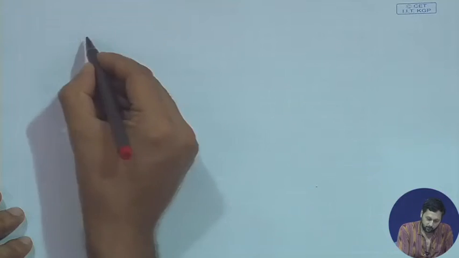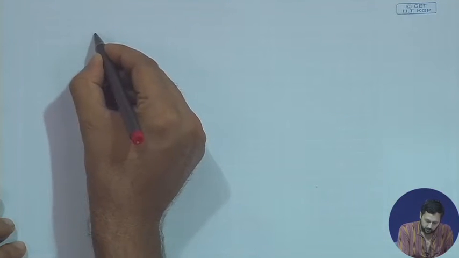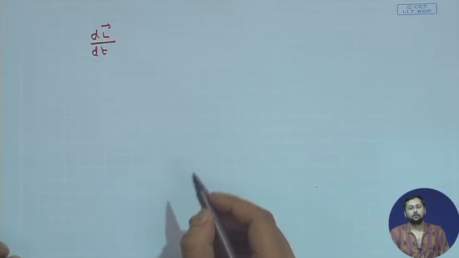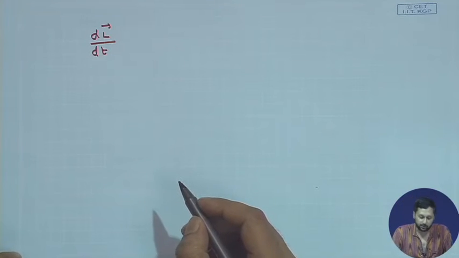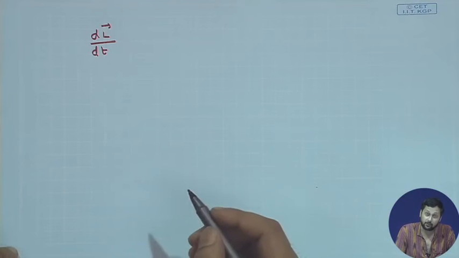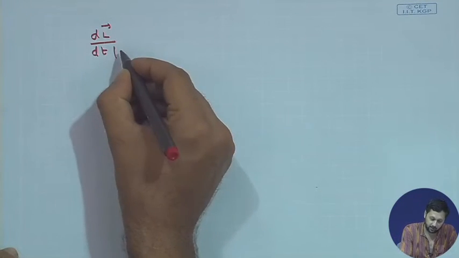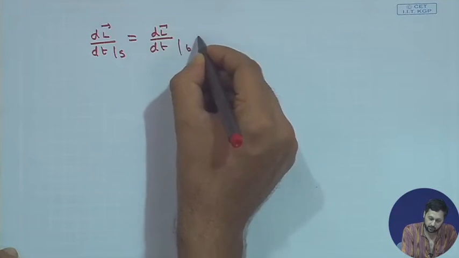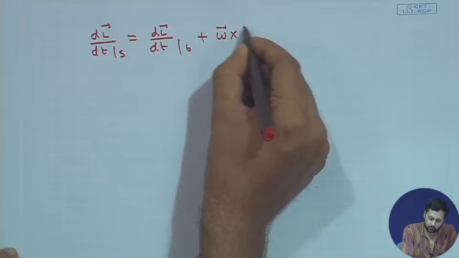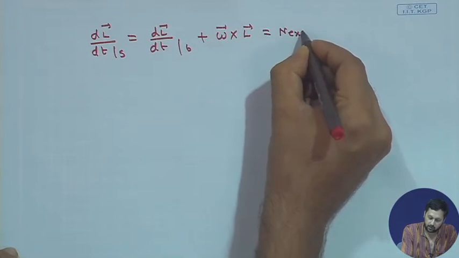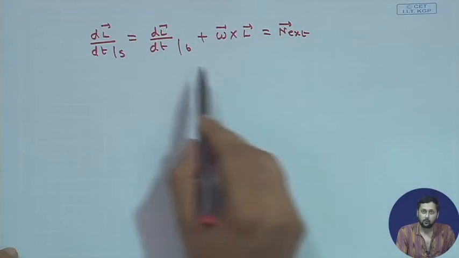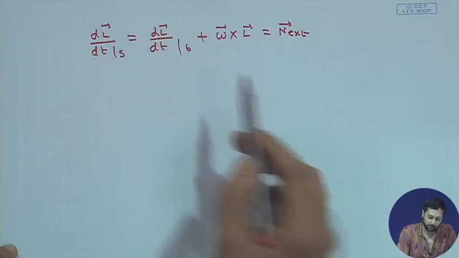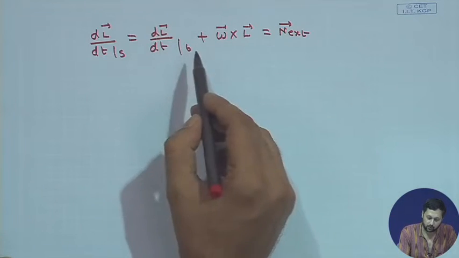Please first recall that dL/dt is different. The expression for dL/dt depends on whether we measure it along the space set of axis or the body set of axis, and we can write the equation (dL/dt) space is equal to (dL/dt) body plus omega cross L, which is equal to N external. That is when one point of the rigid body is fixed and it is executing a rotational motion around that particular point.